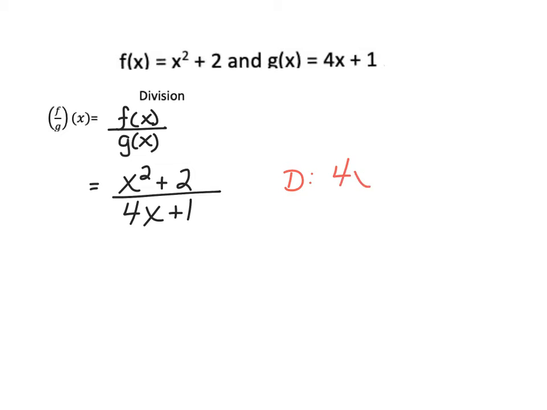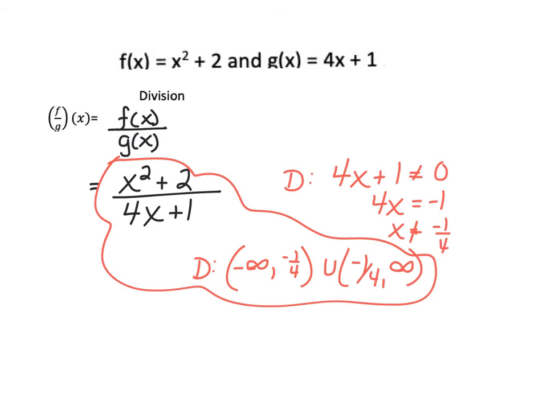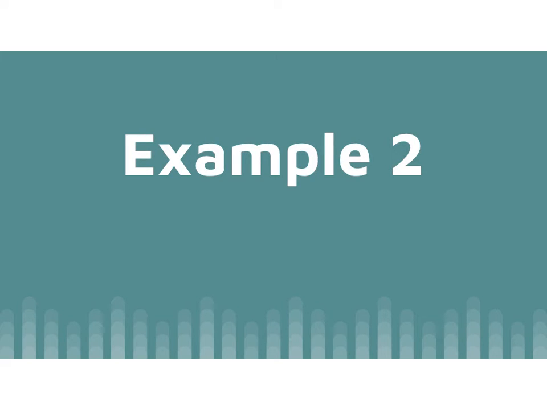If the denominator is equal to 0, it's going to break my domain here. So I need to say that the denominator cannot equal 0, and therefore x cannot be negative 1/4. So my domain now will be negative infinity to negative 1/4 union negative 1/4 to positive infinity. So everything except for that. So here is my solution. Let's quickly go through another example.